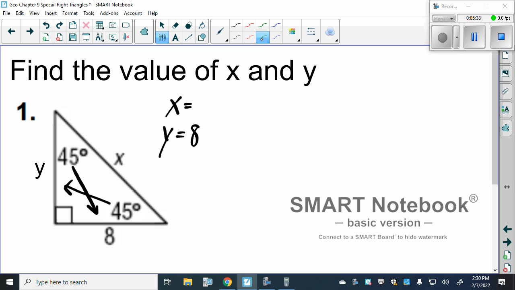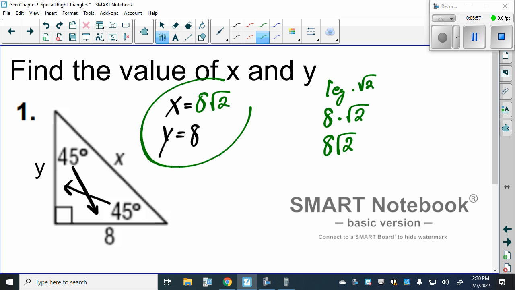What do we need to do to find the value of x? So we take the legs and multiply it by the square root of 2, which would be 8 times the square root of 2, which is 8 square root of 2. That's it.